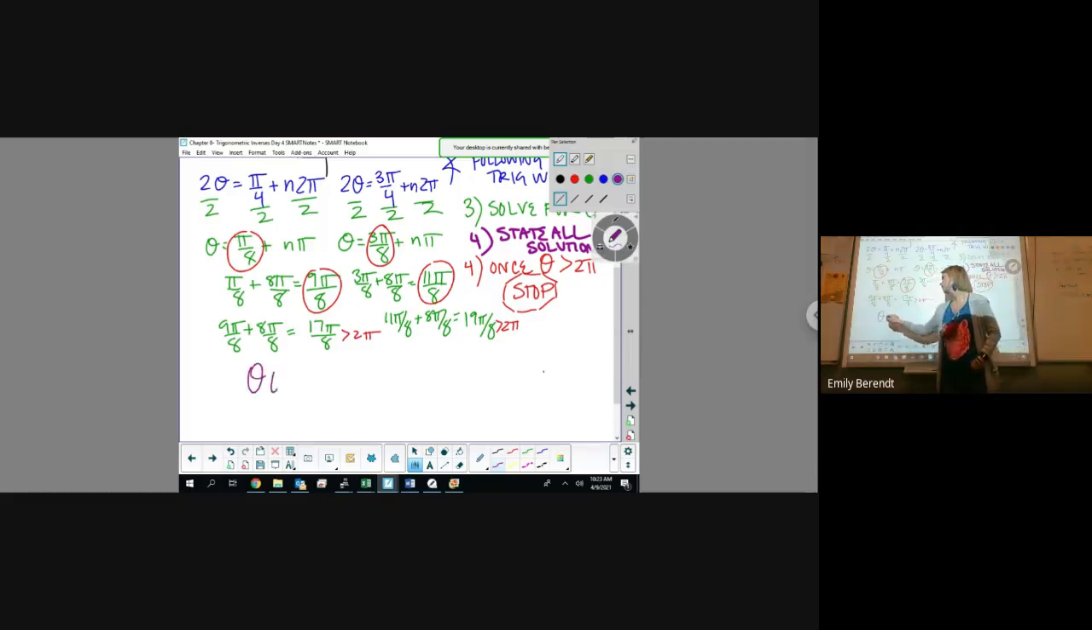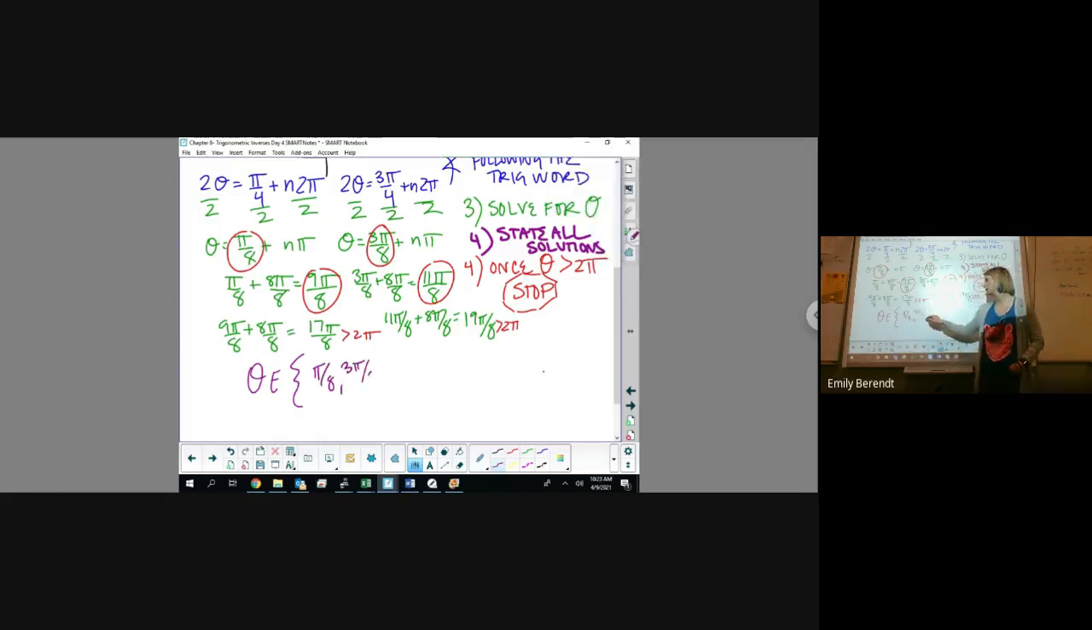So we would have theta is an element of the solution set. What's the smallest? Pi over 8. Next smallest? 3 pi over 8. Next, 9 pi over 8. Finally, 11 pi over 8. So this one had 4 answers that fit the value.